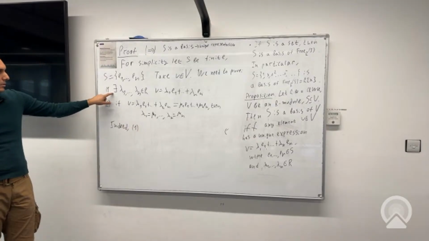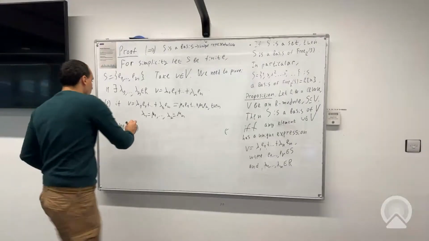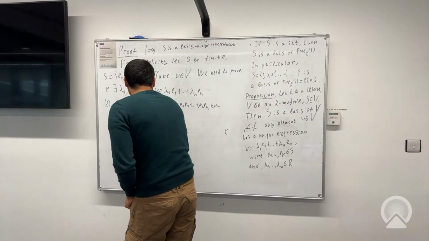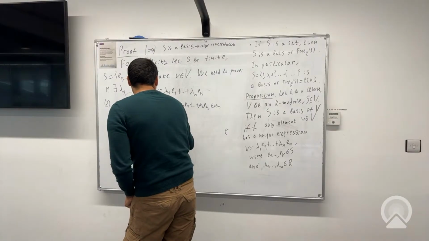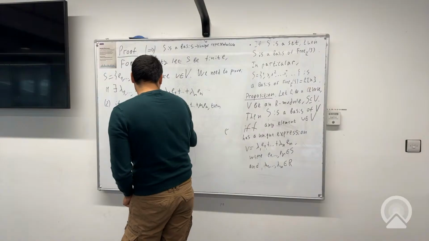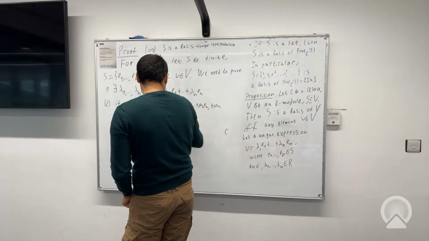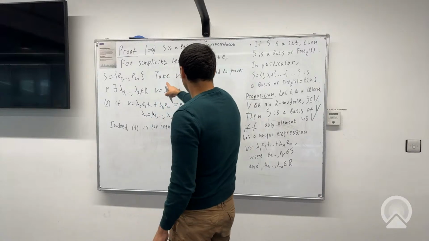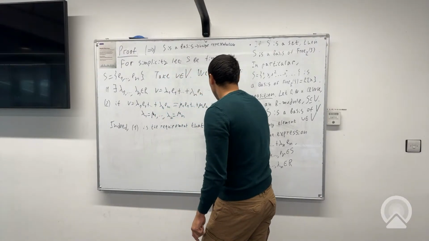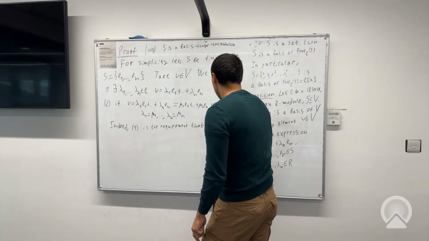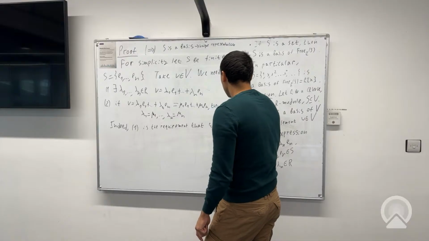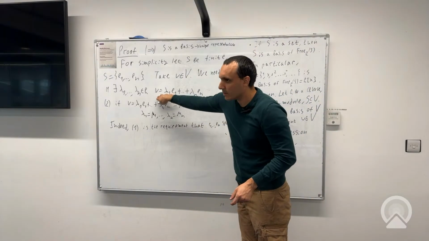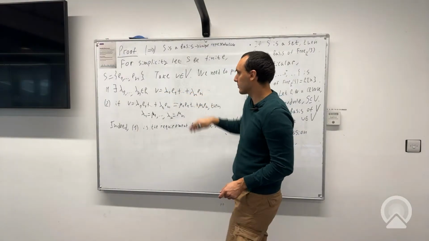One is the requirement, the condition. One is the requirement that E1 to En span V. So by definition, a set of vectors spans the whole space if any vector has this representation.